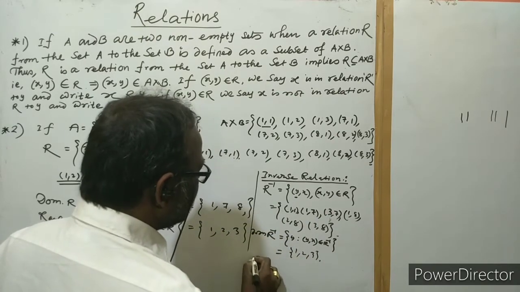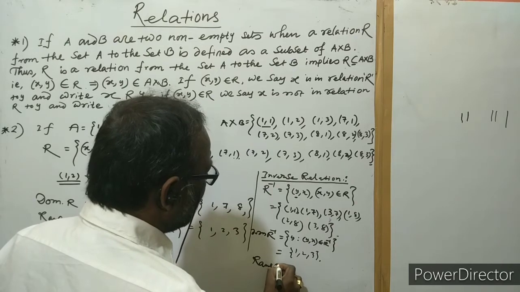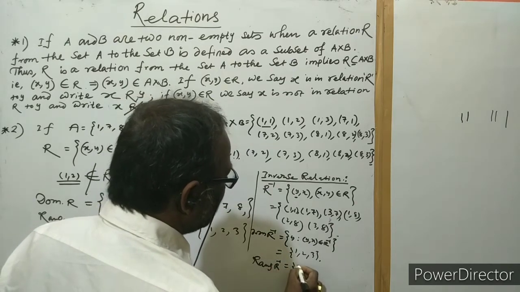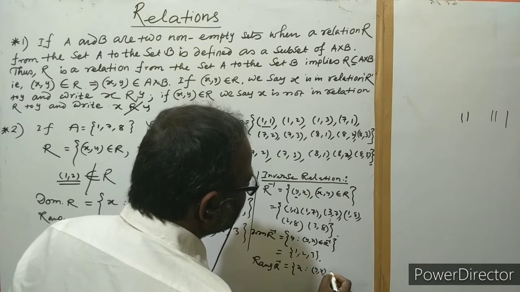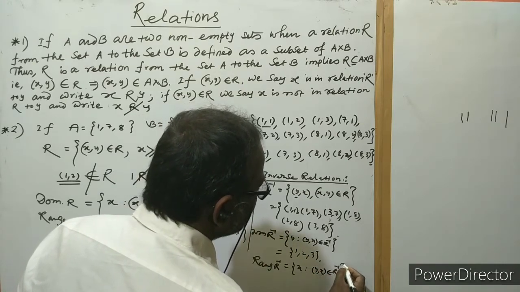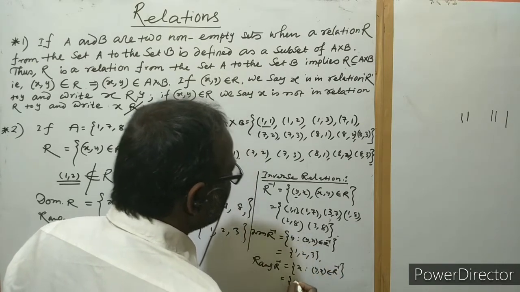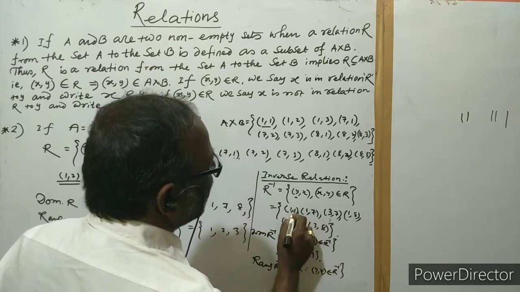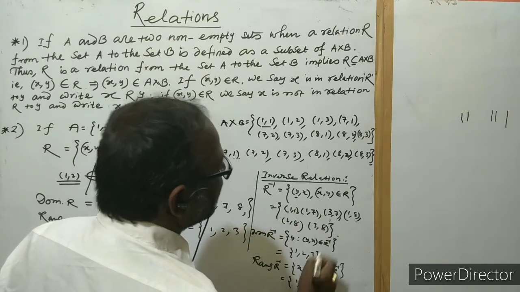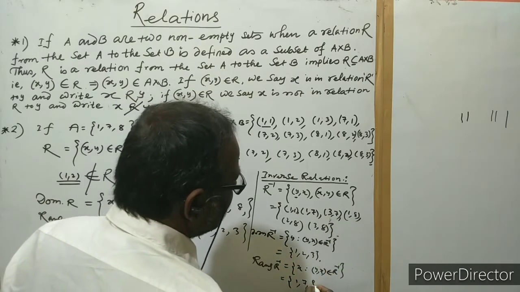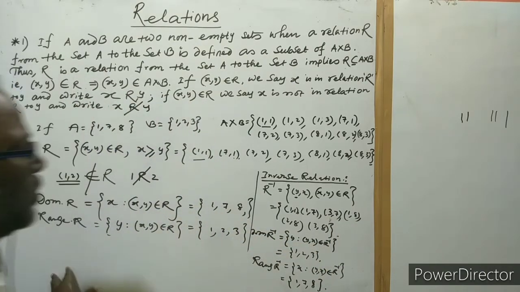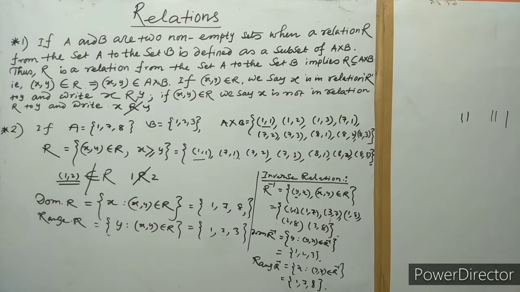Okay, and the range of R inverse is x, where y comma x belongs to R inverse. It would be the second values, that is 1 comma 7 comma 8 here. Okay, so this is called the domain and range of the inverse.